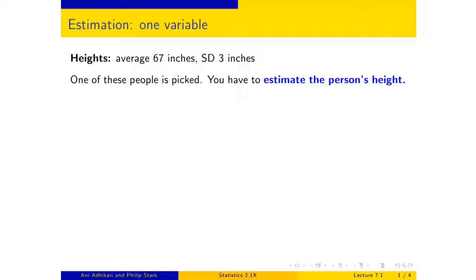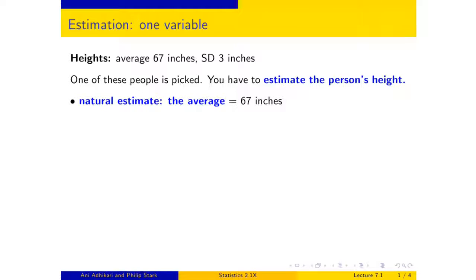So suppose you have a distribution of heights and you know its average and you know its SD, and somebody picks one of those people and says, estimate this person's height. What are you going to say? Now, we've had this conversation before. You could say 4 inches, but you're not going to do that. You are going to say 67 inches as the natural estimate. And we'll take a few minutes to examine in what sense this is the right thing to do.